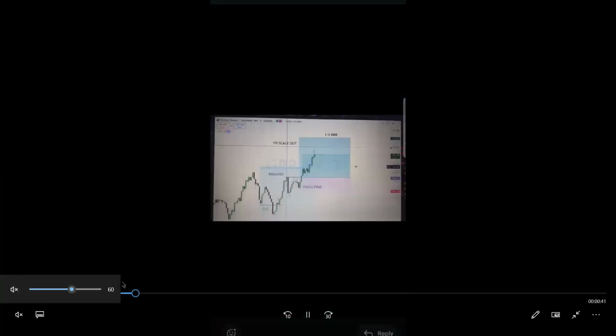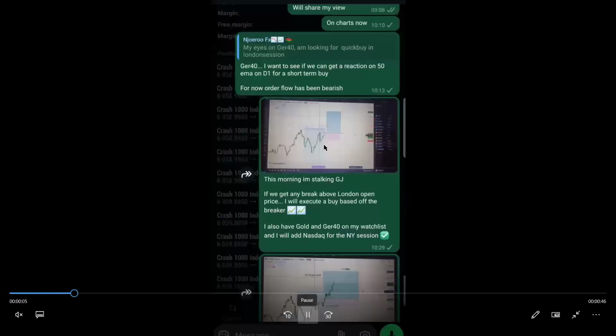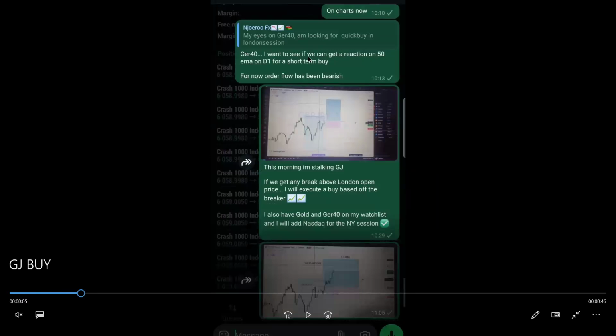Okay, so let me just push this to the beginning. You can see this is the time I was sharing the setup. You can see GJ. I hope it's visible on your side. This was the setup. Then you can see in the group, there were guys looking at German 40. I usually trade German 40, but today my trading edge did not appear on German 40, but rather it appeared on GJ. So I decided to focus on GJ more, although I was still looking at gold and German 40 on the side.